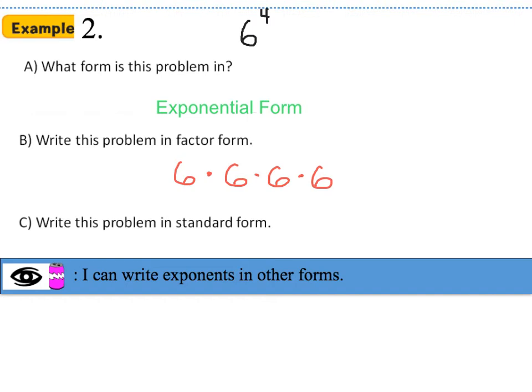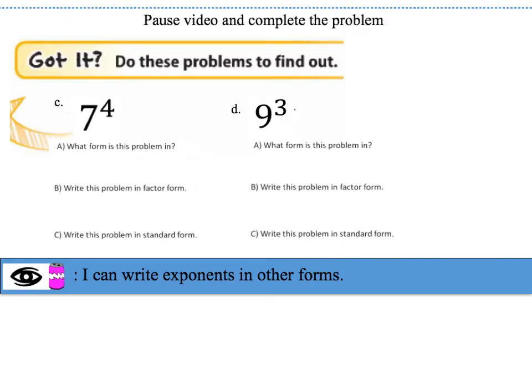So if I multiply 6 times 6, I get 36. If I multiply 36 by another 6, I get 216. And if I multiply 216 by another 6, I get 1,296. So 1,296 is my answer in standard form. So pause the video, complete these got it problems, and we'll discuss the answer in class tomorrow. Notice I've got 2 got it problems on this page, got it problem C and got it problem D.